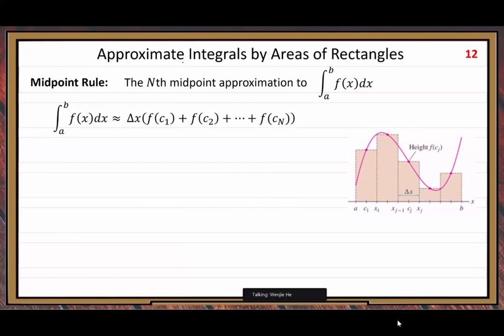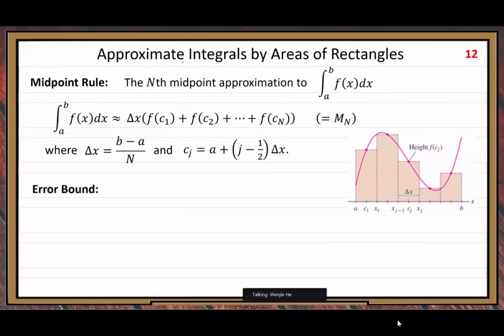By accumulating the areas of all these rectangles, we have the simple formula. Now let's look at the error bound. This time we use the symbol capital M sub n for the midpoint sum. The error of capital M n, the error definition, then the error bound.